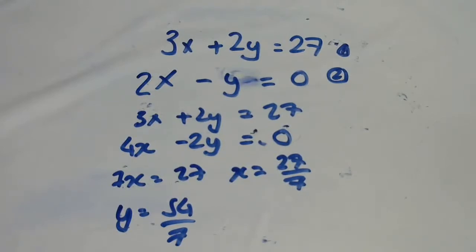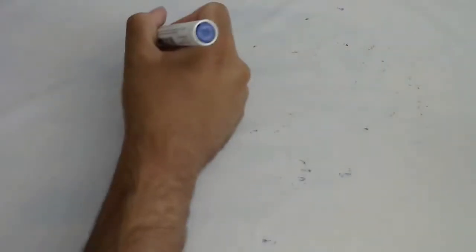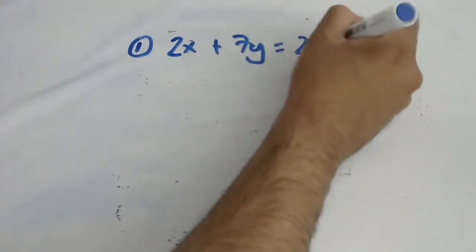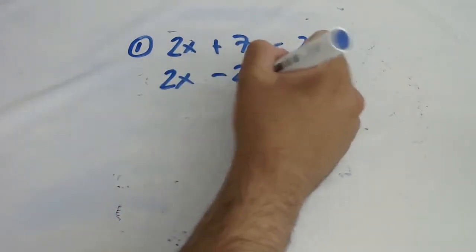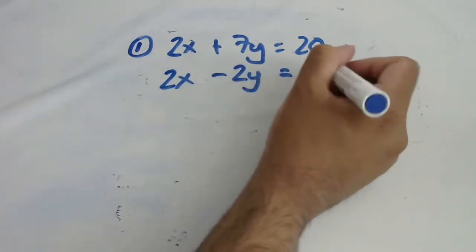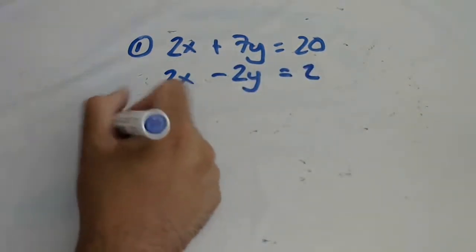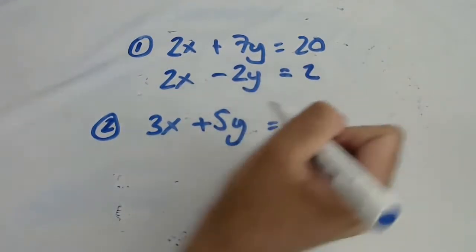Done. Excellent. Right, so 3 questions. None I'm going to give you like this because I want to spend the whole of next lesson on those kinds of questions. I'll give you some easy ones, like the ones we've been doing before. So 2x plus 7y equals 20, 2x minus 2y equals... that's question 1. Here's 3x plus 5y equals 12.